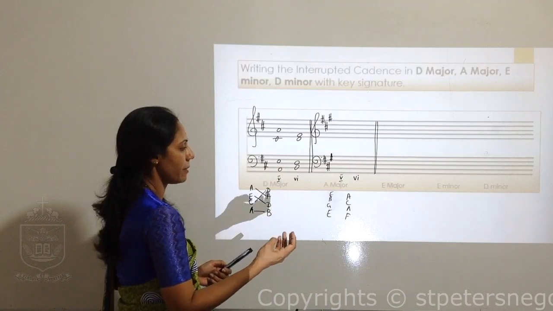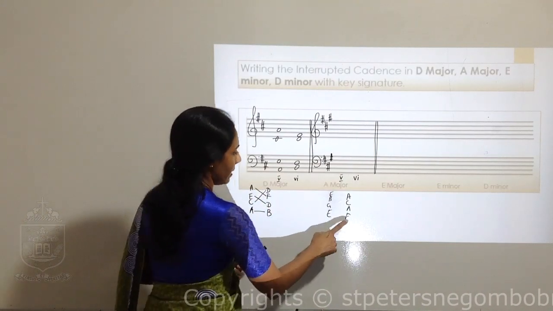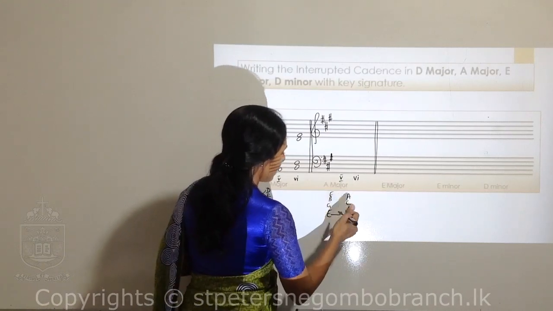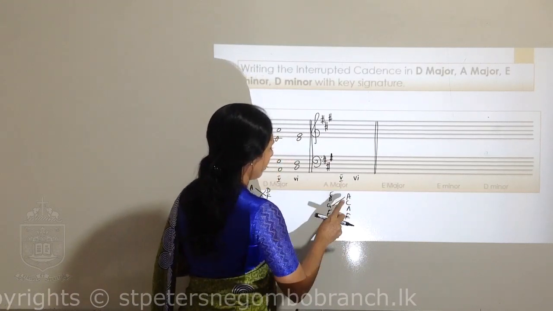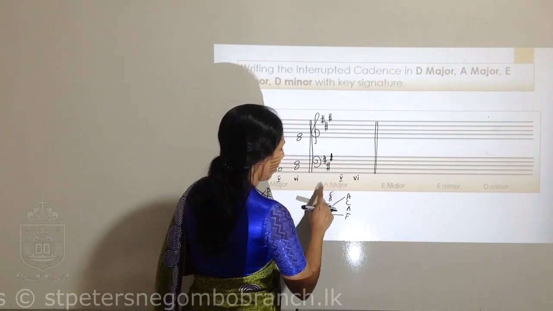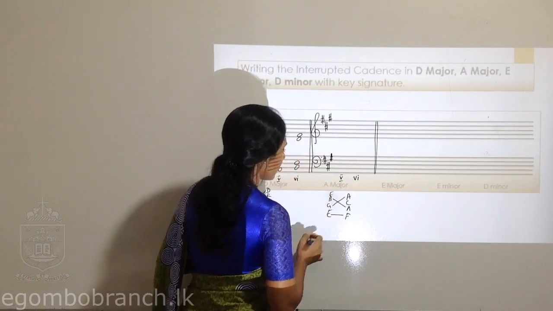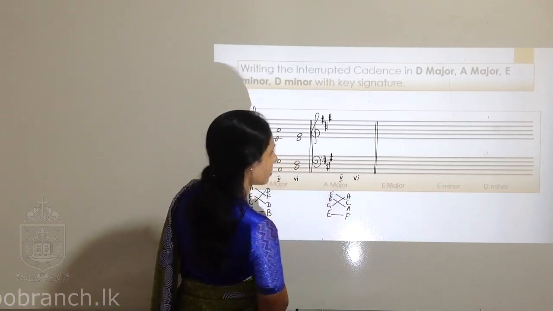In A major, chord 6: A, B, C, D, E, F, right? This is chord 6. Bass notes. Leading note raised to the tonic. In chord 5, the 5th note comes to the 3rd note in chord 6, and the other balance notes.